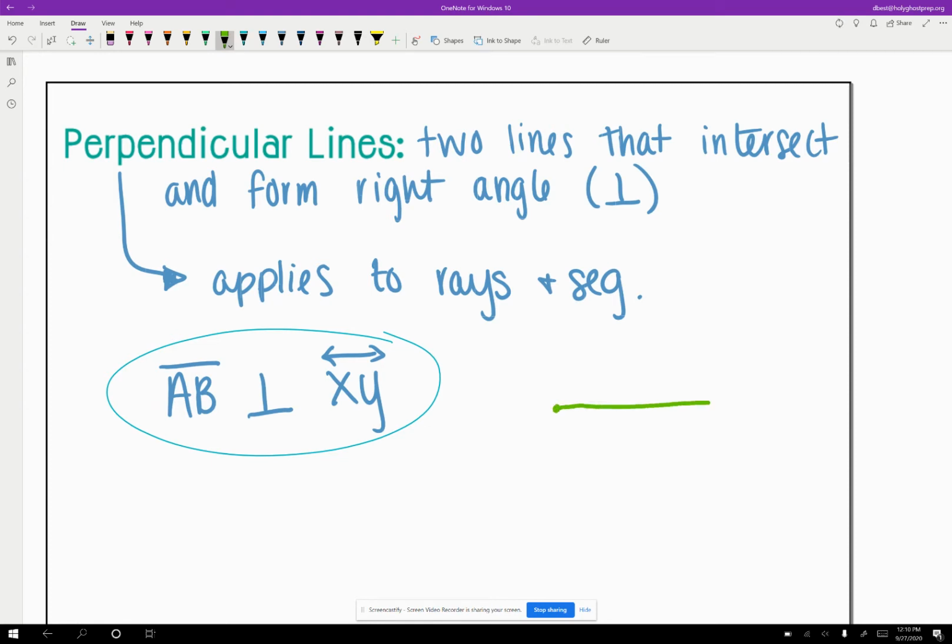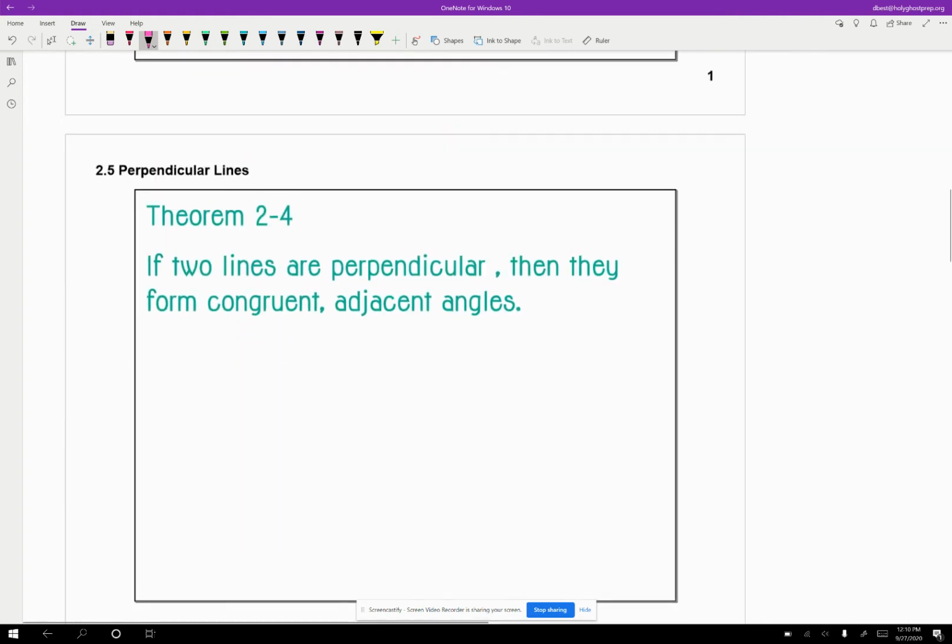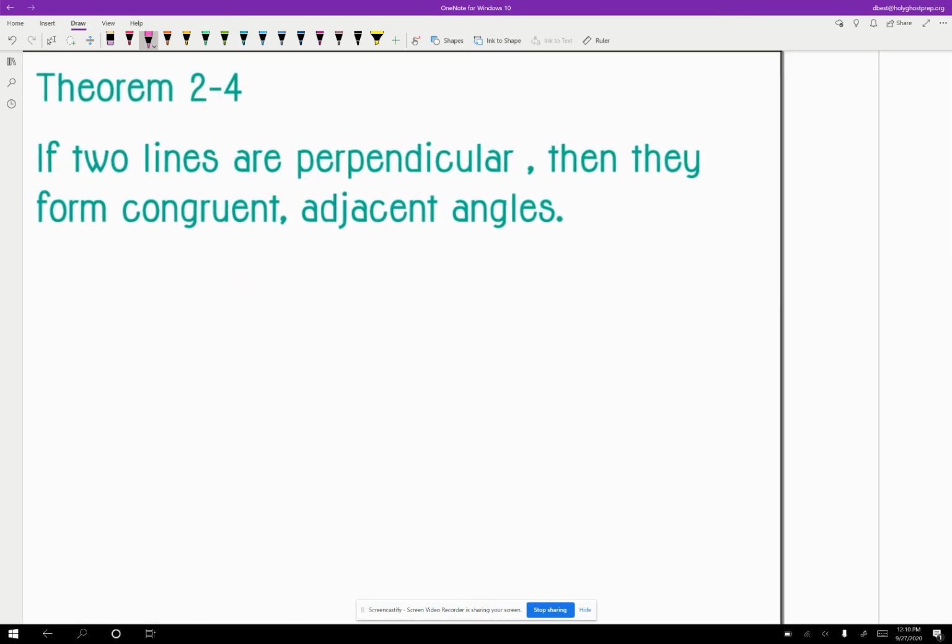So I know it's segment AB and a line XY. So remember, your segment should have endpoints. X and Y are just points on a line. And you could go even further, since now you know they're perpendicular, you could also mark a right angle. And we use that box notation or box in our figure to denote a right angle. So we have 3 theorems that go along with our perpendicular lines.